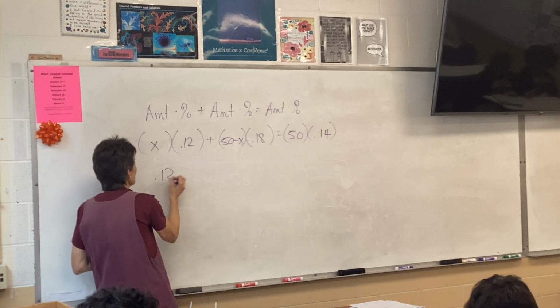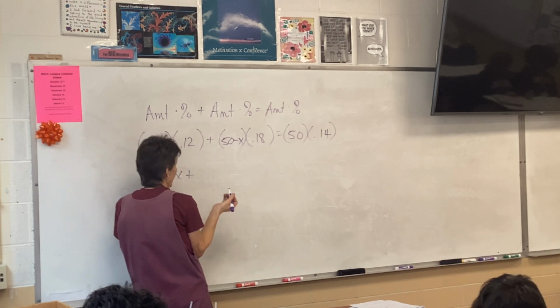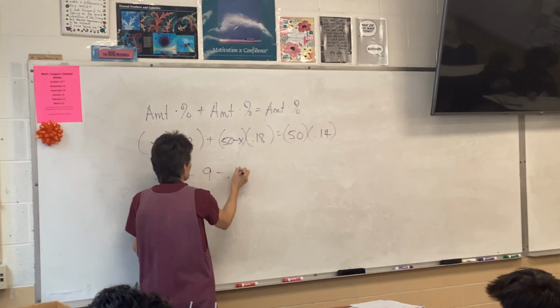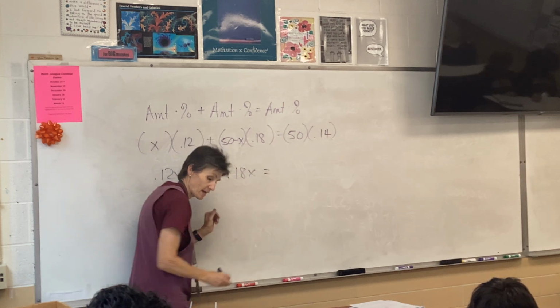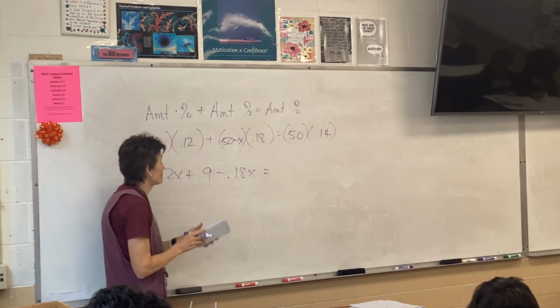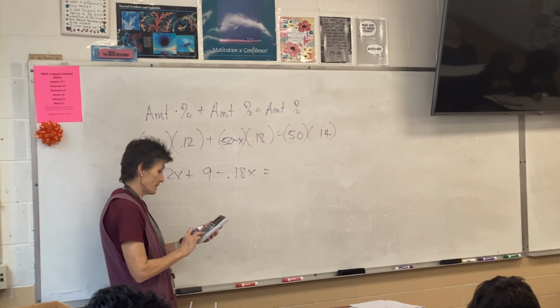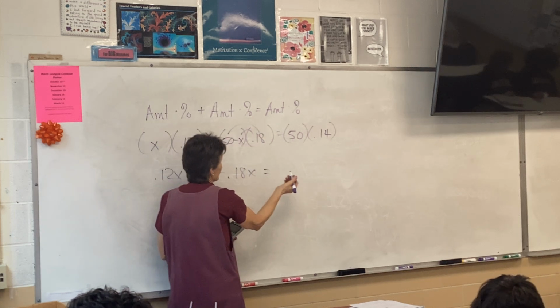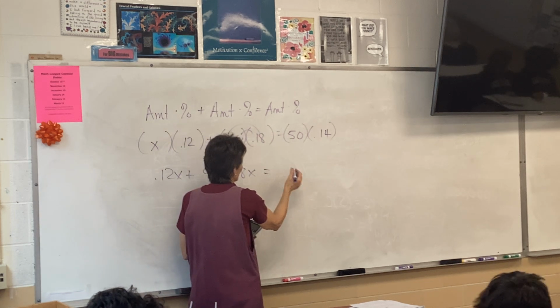All right, so 0.12X plus 0.18 times (50 minus X). I'm going to check that, trust myself. 0.18 times 50, that's a distribute I'm doing here. Equals 7.